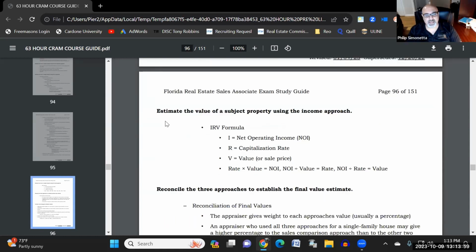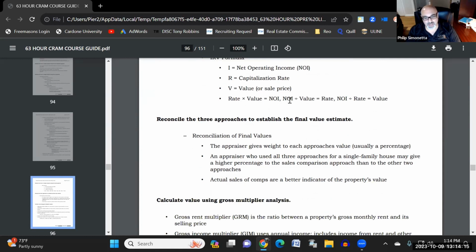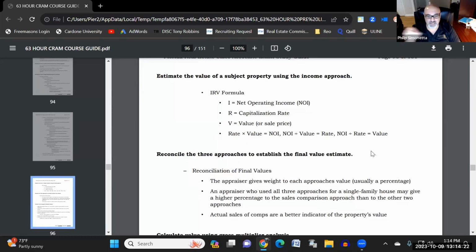Okay, and then estimate the value of subject property using the income approach. Remember the I over R times V? Yep, I remember that. So I is net operating income, R is cap rate, V is value or sale price. So rate times value equals NOI, NOI divided by value equals rate, NOI divided by rate equals value. So you always put the I over the line and then R times V, right? And then you cover the one that you want, and there's the problem to calculate it.